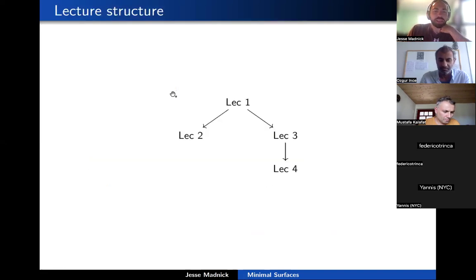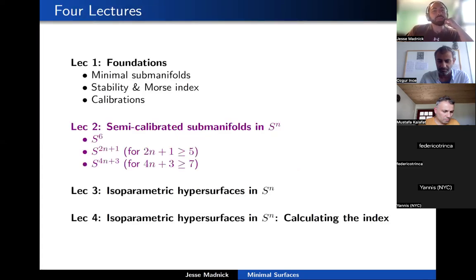So sorry about that. Just recall the structure of these lectures. Lecture 2, this one, depends on the previous one, but if you don't like this lecture, that's okay. The next lecture, lecture 3, won't depend on this, so you don't need to memorize everything in this lecture. We're going to talk about semi-calibrated submanifolds and spheres, and I'm going to focus on 3 out of the 4 cases of interest, which are the 6-sphere, odd dimensional spheres, dimension 2n+1, and those spheres whose dimension is 3 more than a multiple of 4. Notice the dimension restrictions. We will always be working in spheres of dimension 5 and higher.